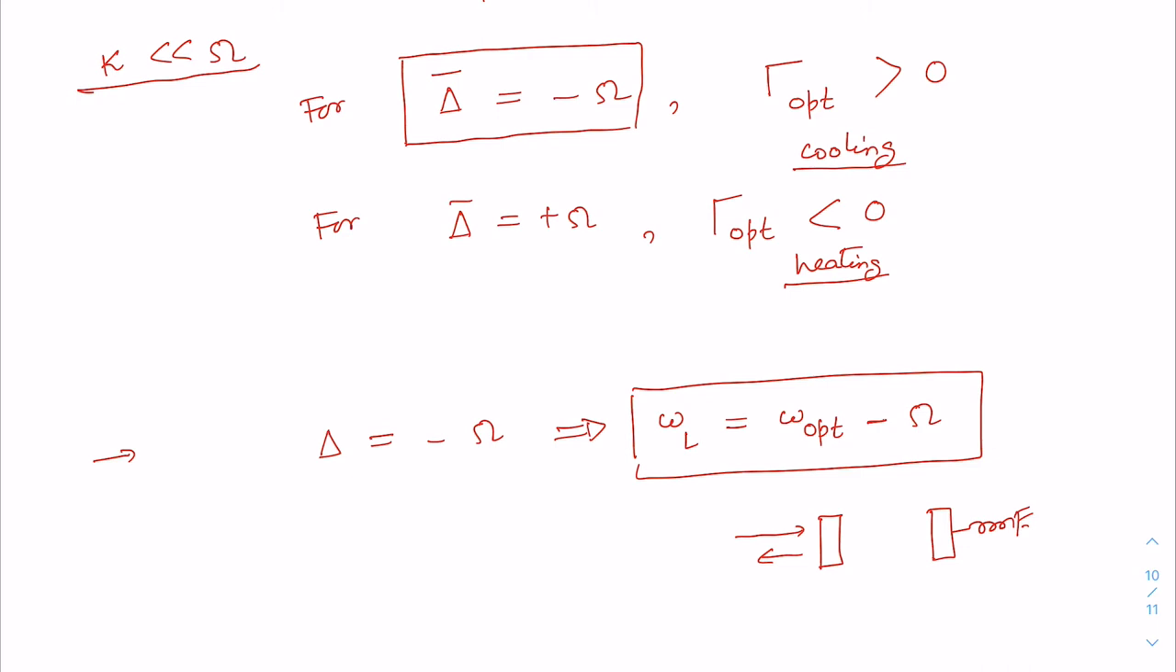However, suppose there is some kind of vibration, that means some phonons are there, say in a cantilever. Then the light field can absorb a phonon. If the laser frequency is omega L, and it can extract one phonon from the cantilever, then this laser light will be able to enter the cavity and the laser frequency will be enhanced.